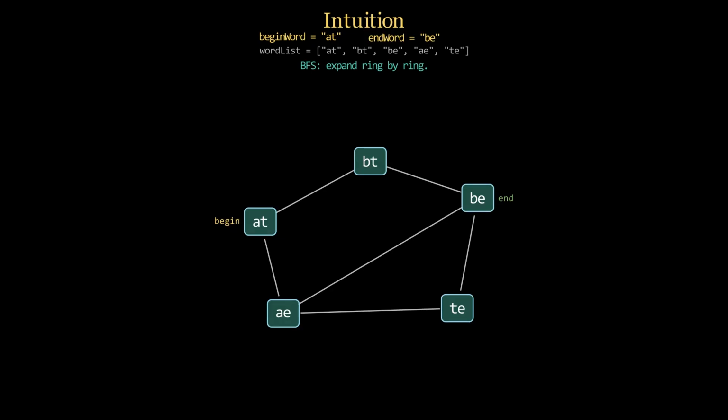Breadth first search walks the graph layer by layer. First the start word. Next, every one-step neighbor. The first time we dequeue the target, we have used the minimum number of words. Here that is 3: at, then BT, then B.